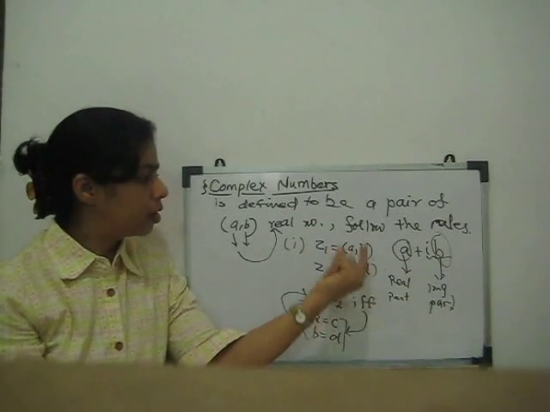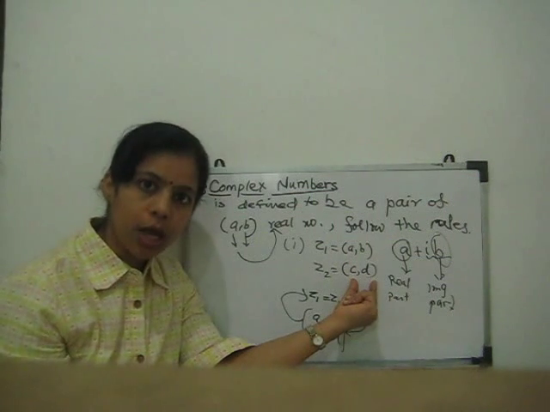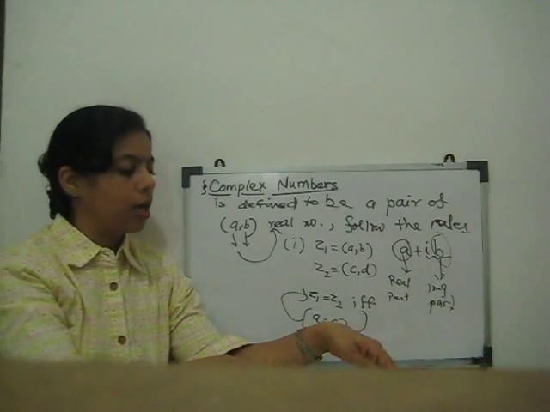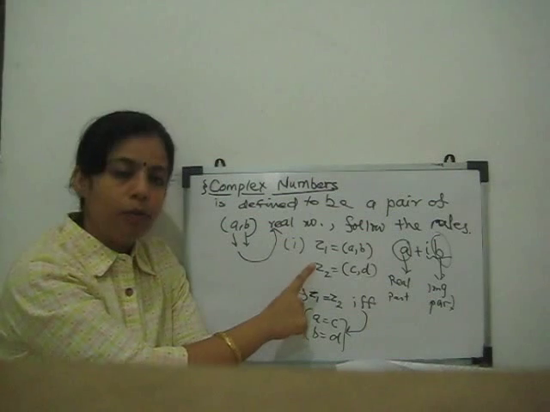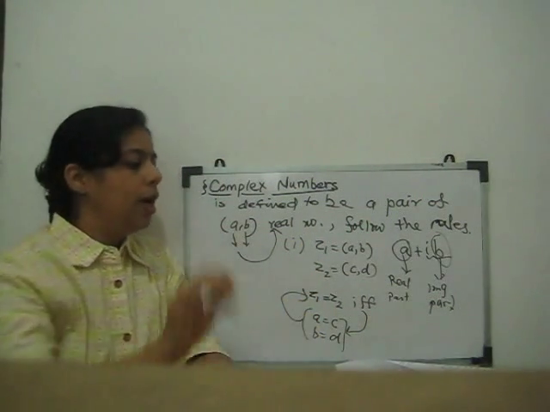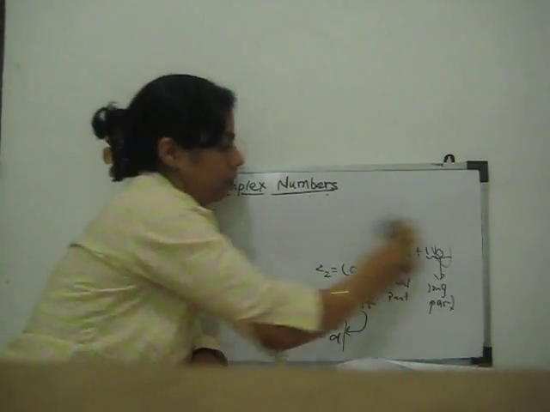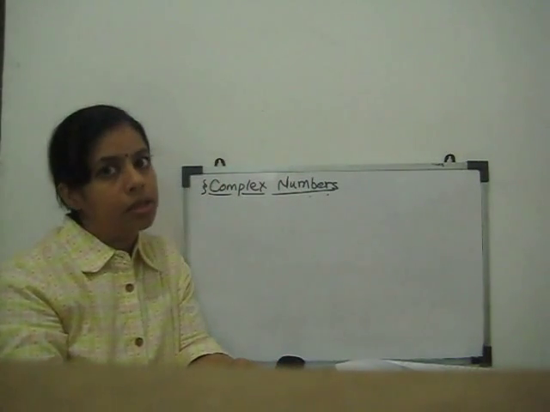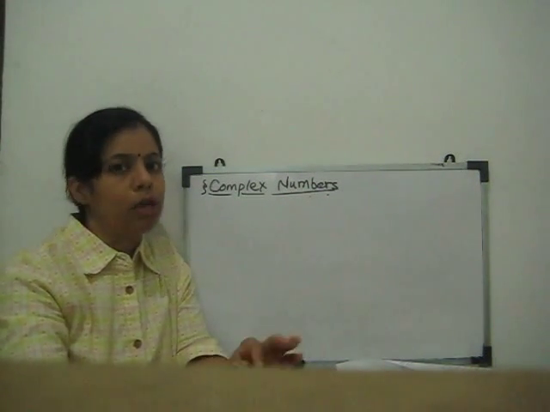So if we say A, B, it means A plus iota B, and if we say C, D, it means C plus iota D. So these are the types of numbers. Next, what are the next rules? If one complex number is equal to another complex number, then follow this rule. Next, if we add two complex numbers, some theory is the same, but some may be different. When we go for the multiplication, it is entirely different from the real number.